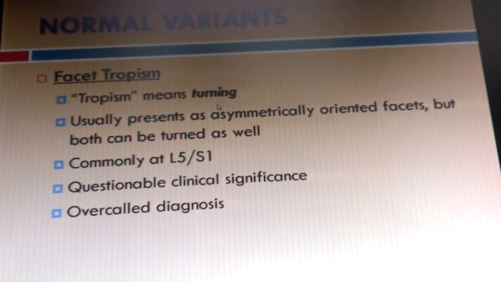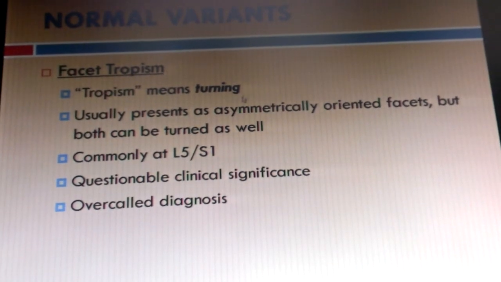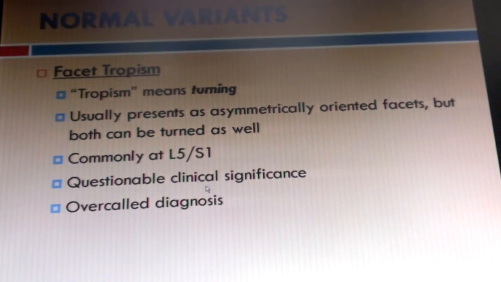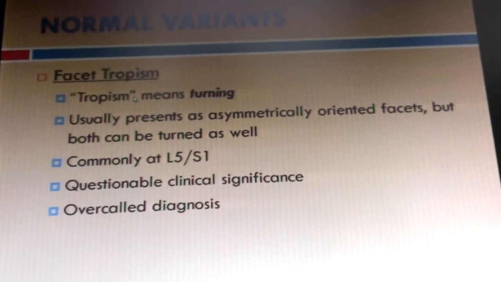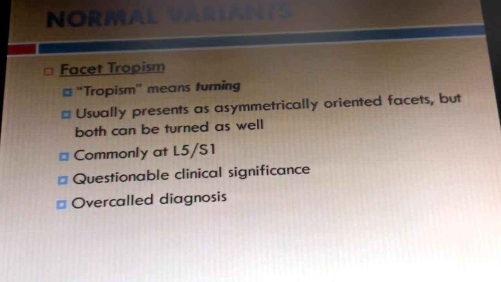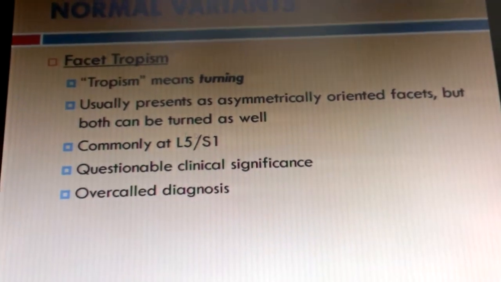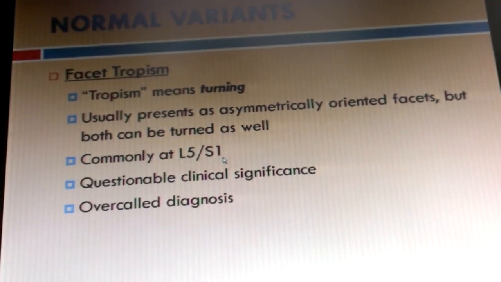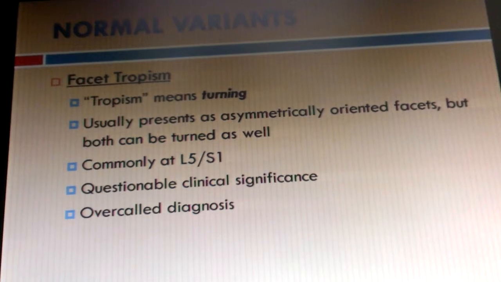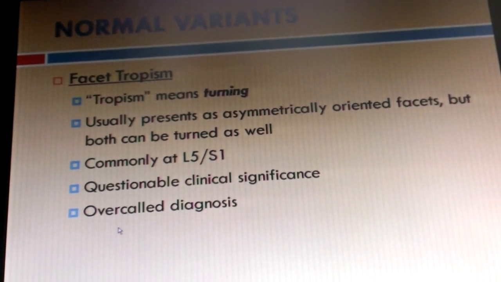Tropism usually indicates that there's an asymmetry. So one side is one thing, the other is the other, whether it be coronal or sagittal. The fact that you've got two sagittals doesn't make it tropism. It has to be two different, one coronal on the right, the other maybe sagittal on the left. And usually it's at L5, S1, but I've seen them at L4. I've never really seen it beyond L3. I've seen it as high as L3, the asymmetry.